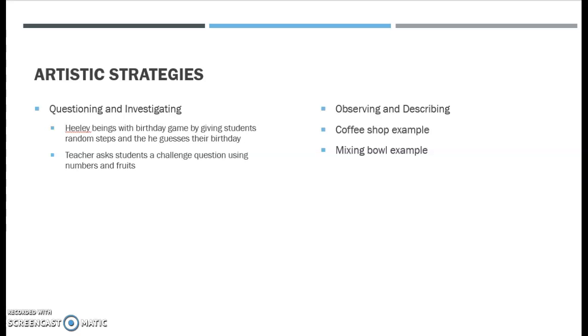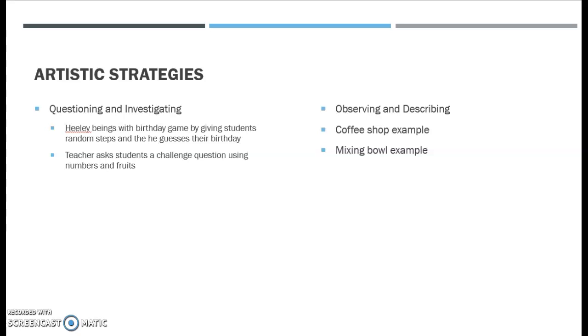Some artistic strategies that Mr. Healy uses right away are questioning and investigating. He starts with the birthday game by giving students random steps or procedures in math, like adding, multiplying, doubling, halving. He says it really quickly, so it's hard to keep up. And then he guesses their birthday. It's hard to keep up for the students as well as myself. While I first watched it, I had to rewatch it a few times in order to get it. And then he comes back to it later.